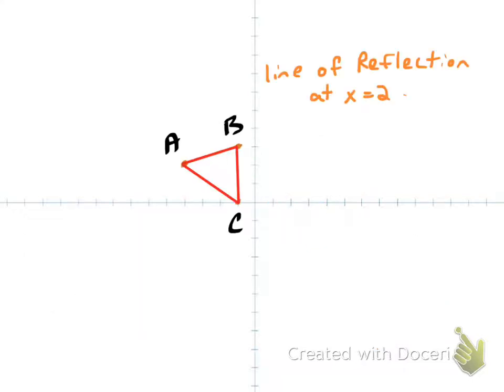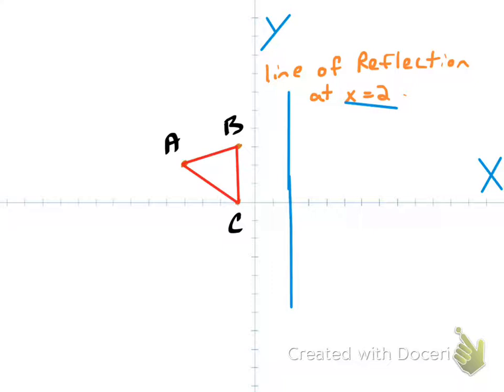Alright, line of reflection. Now we're doing reflections. So this one wants us to have a line of reflection at x equals 2. So that's what we're going to do. First we have to find x equals 2. Well, here's my x, and here's my y. So x would be right here. x equals 2. Well, close to right there. So that means on this line, right here, I need to reflect.